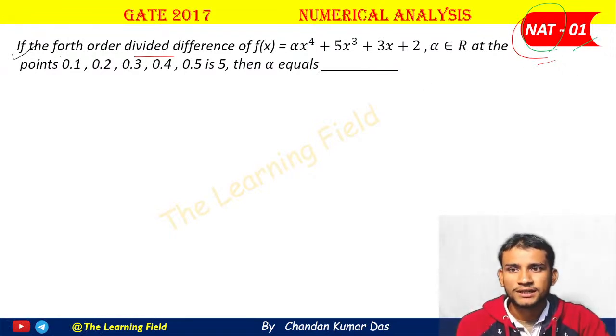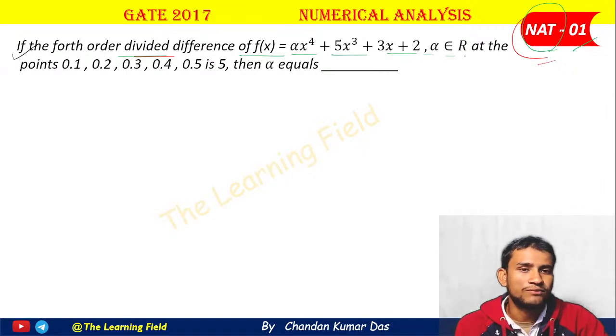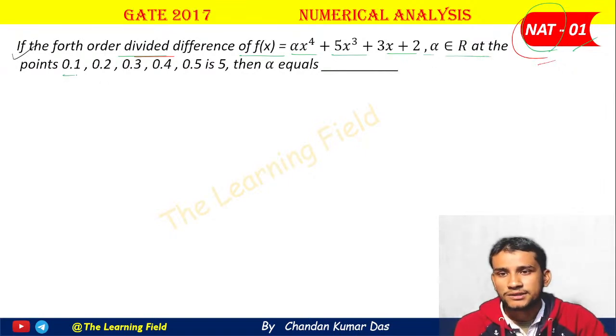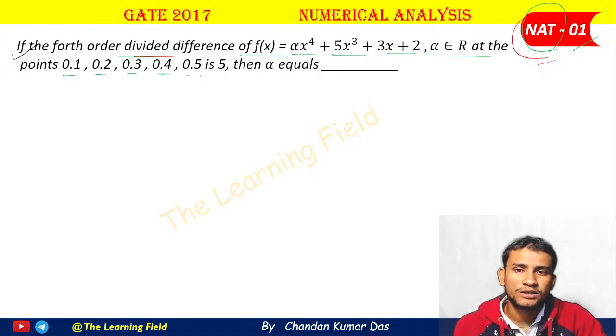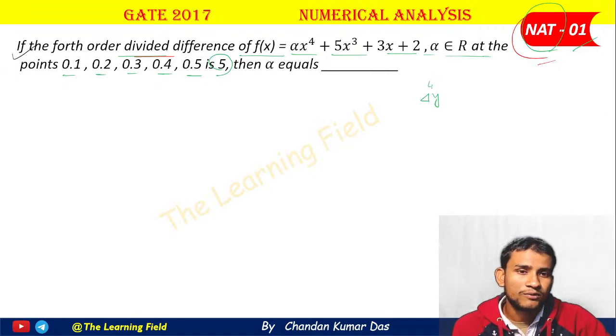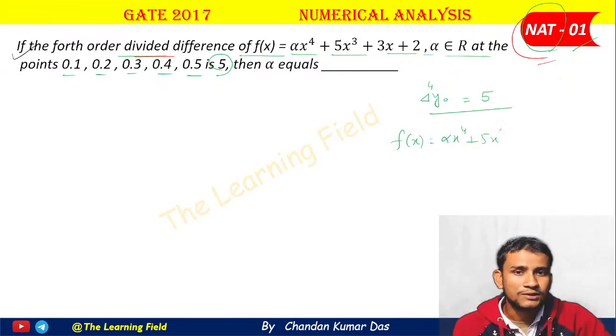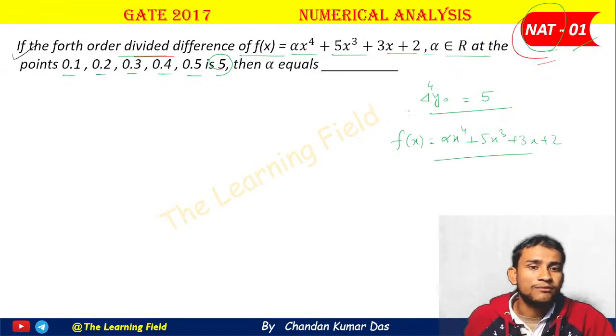The question says that the fourth order divided difference of f(x) equal to alpha x to the power 4 plus 5x cube plus 3x plus 2, alpha belongs to real numbers, at the points 0.1, 0.2, 0.3, 0.4 and 0.5 is 5. That is, delta to the power 4 at y0, where y0 is 0.1, is equal to 5. And the function is given as f(x) equal to alpha x to the power 4 plus 5x cube plus 3x plus 2. We have to find the value of alpha.